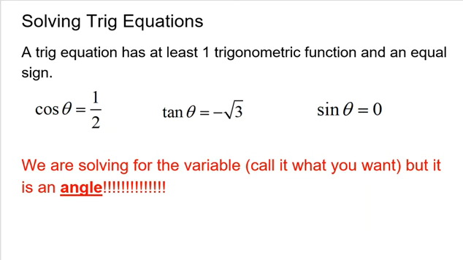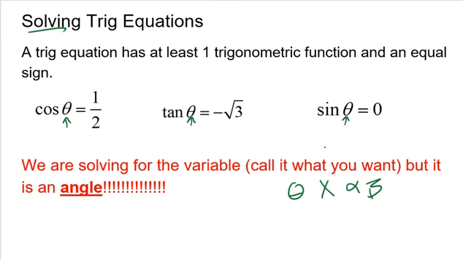Now, remember we're solving for the variable, right? That's what solving means. When you solve an equation, you're solving for the variable. And in trigonometry, the variable represents an angle. Call it what you want: theta, x, alpha, beta, I don't really care. In these examples, it's called theta. But again, we're solving for that angle.